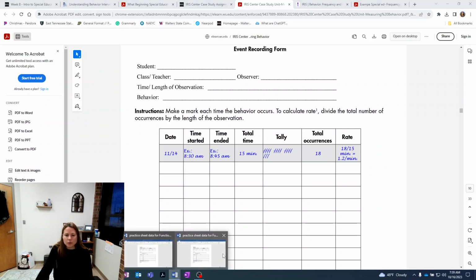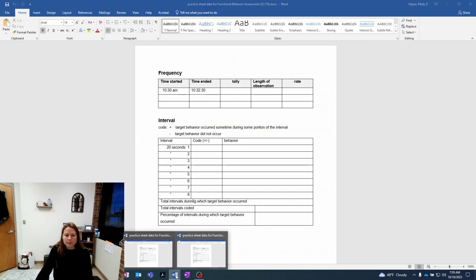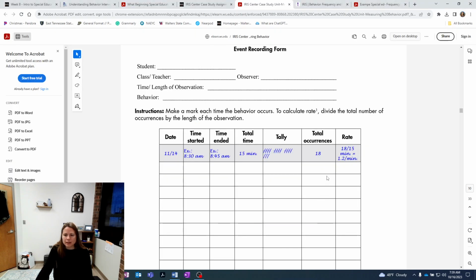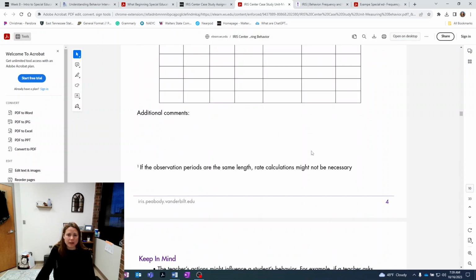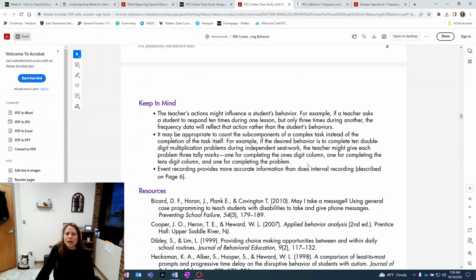And guys, when you answer the questions at the bottom, it should be questions you're always asking. And then how you get your calculation is you divide the total number of occurrences by the length of the observation, which was 15 minutes. So every 1.2 minutes, this behavior is occurring. I would say that's a problem, right? So that gives you an example. That's why I tell you to read this first.